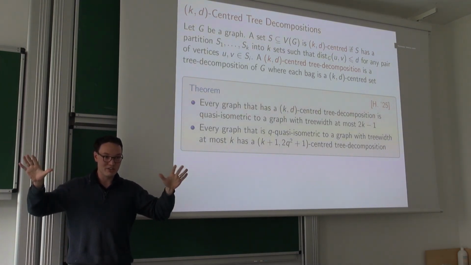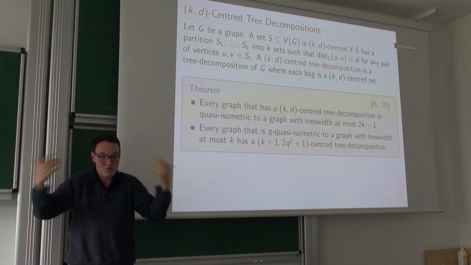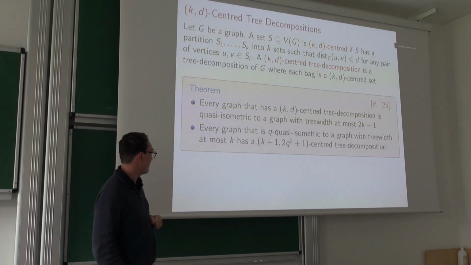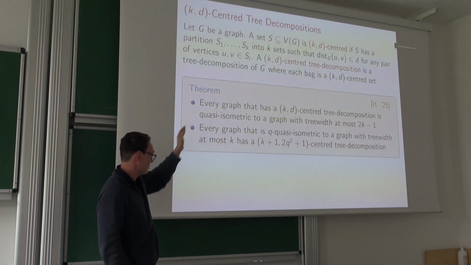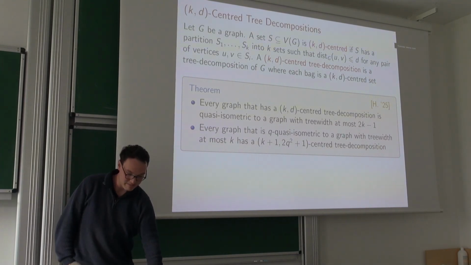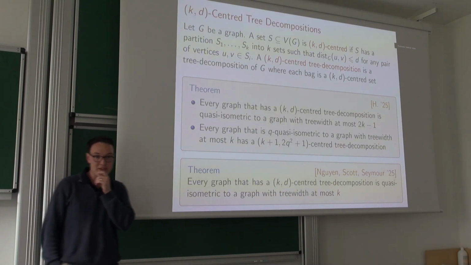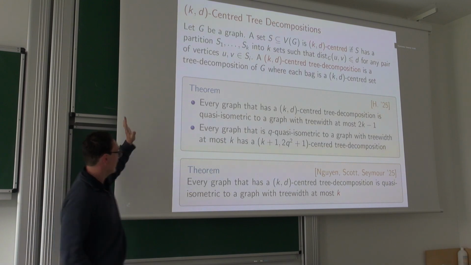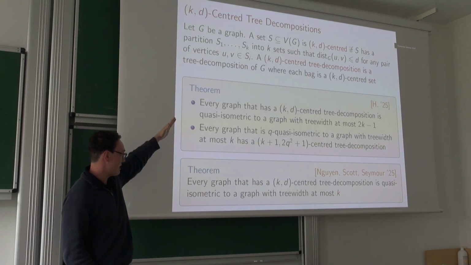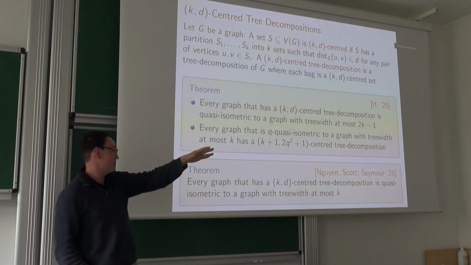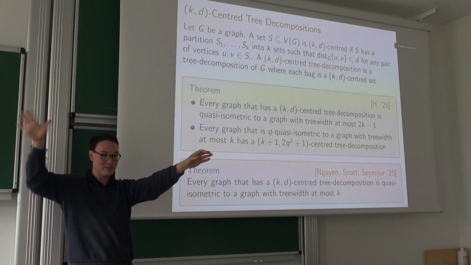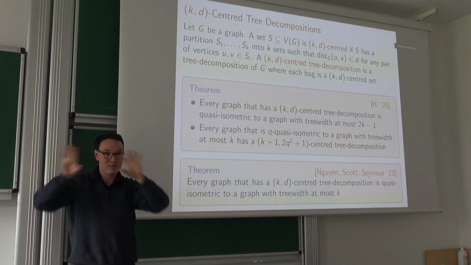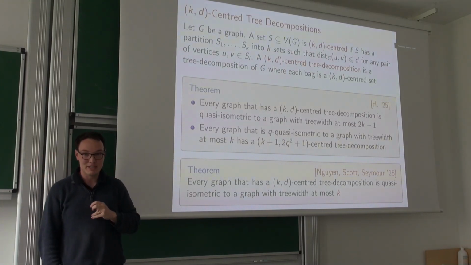So KD-centered tree decomposition captures what it means to be quasi-isometric to a graph of bounded tree width. There is some distortion of the parameters where you go up by a factor of 2 for my result. I should mention that independent of my work, Tung Nguyen, Alex Scott, and Paul Seymour prove the same theorem, but they get a tight bound. So I go from KD-centered tree decomposition to a graph of tree width at most 2k minus 1. They go from KD-centered tree decomposition to tree width at most k, and they prove that their result is best possible.